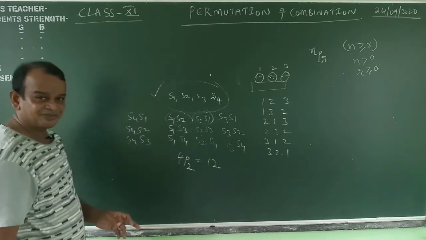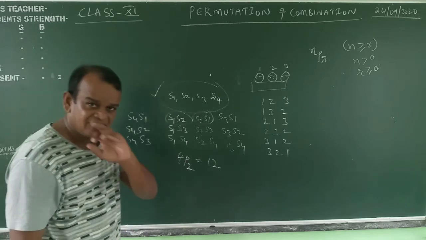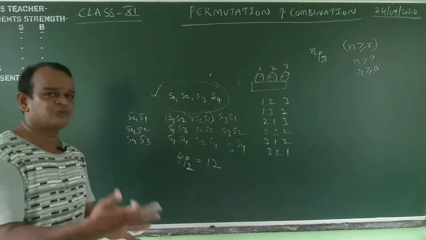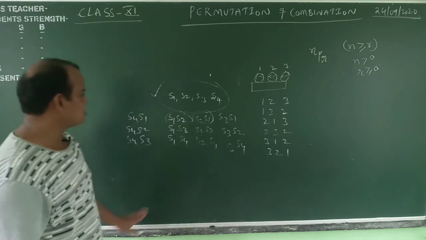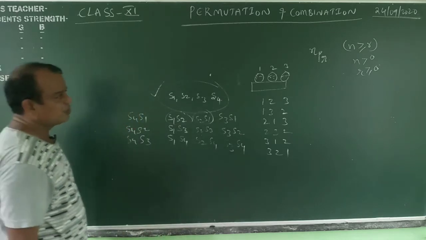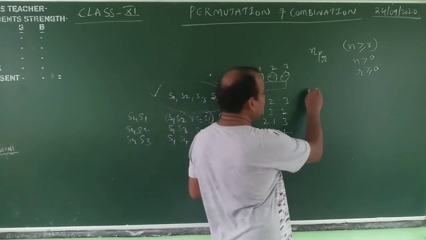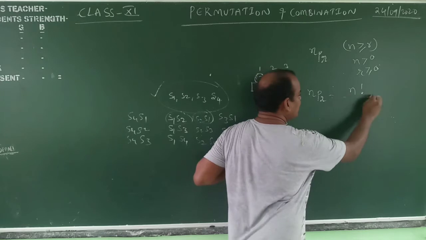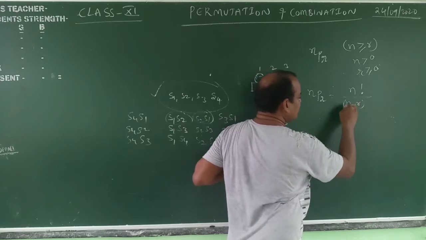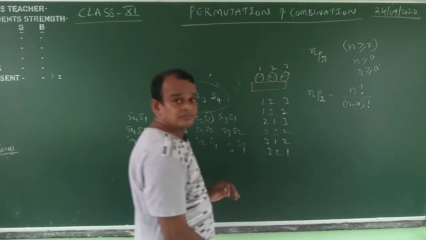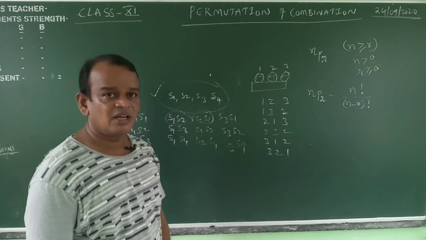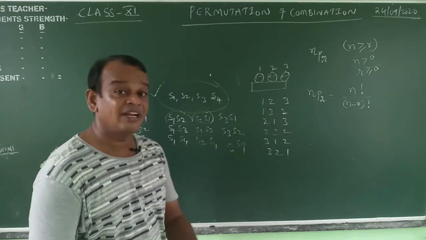Say yes or no. 4P2 means 12. At present you don't know, but I will explain how. 4P2 is equal to 12. S1, S2, S3, S4. The formula you know: nPr is equal to n factorial by n minus r factorial.